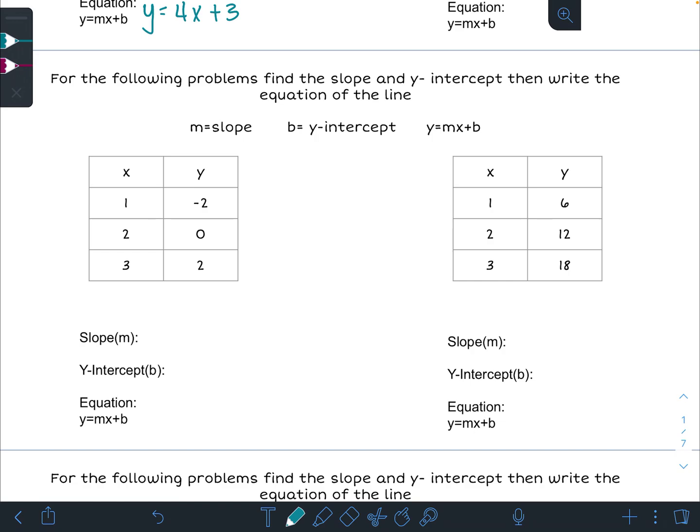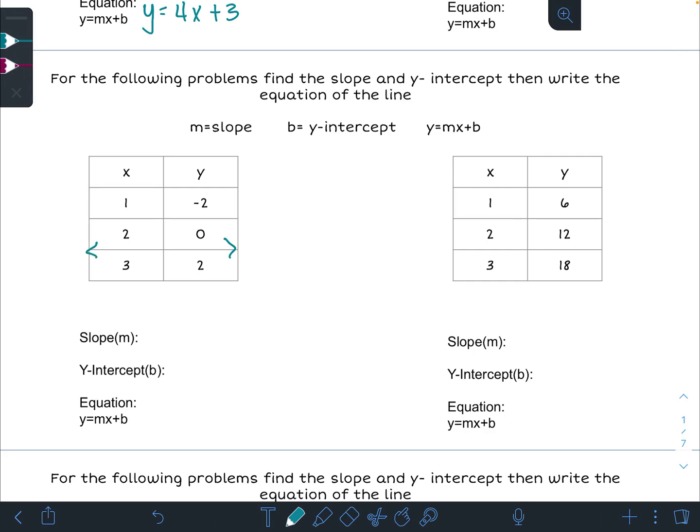Don't get confused. If you notice on this table over here that I have a 0 in this y area, remember, my y-intercept is only when my x value is 0, so this would not be my y-intercept. So I'm going to show you how to find your y-intercept whenever you don't have 0 as your x.